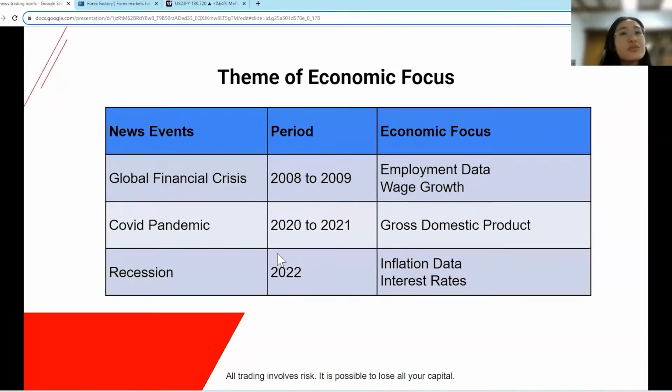Currently, the current news event is looking at predicting when the recession will occur. So some people are thinking that we are currently in a recession. Some people think it hasn't happened yet. But our economic focus at the end of the day, whether you think it is currently happening or not, is the inflation data as well as the interest rates. So this is what the governments are controlling. So this is our economic focus currently.